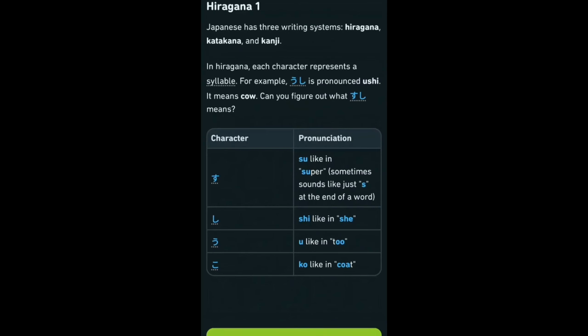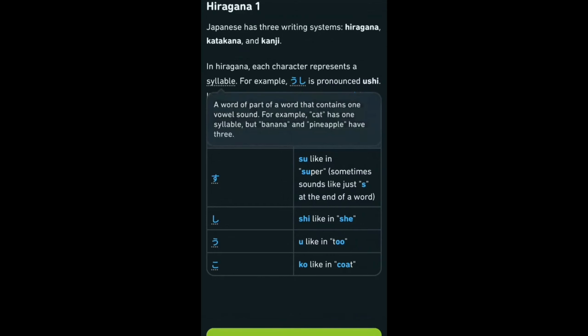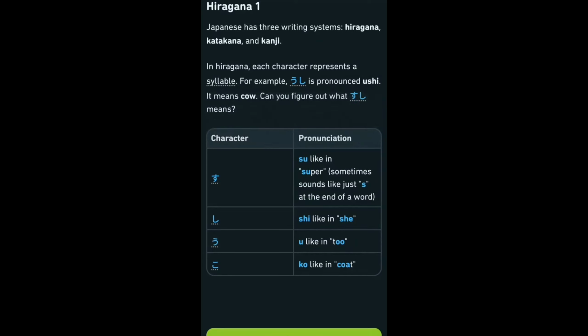Japanese has 3 writing systems: hiragana, katakana, and kanji. In hiragana, each character represents a syllable. For example, ushi is pronounced as ushi. It means cow. Can you find out what sushi means? Well, I think it is sushi, right?